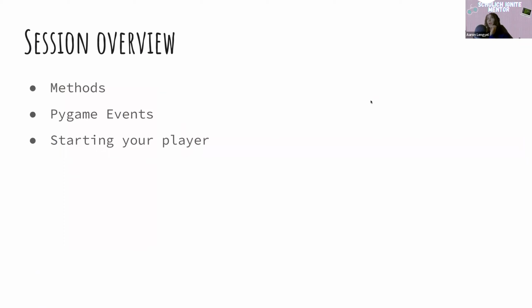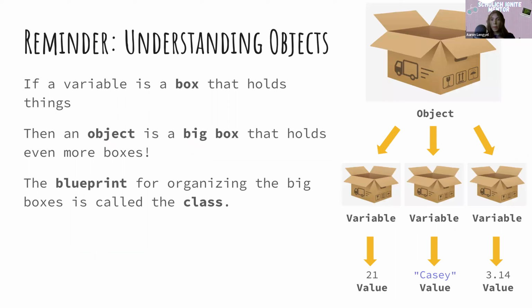So session overview, as I said: methods, Pygame events, and we're also going to start into making a little player character that we can move around. This is going to require us to review a little bit about objects, which is what we did last session, if you don't remember. We had this analogy where a variable is like a box that has things inside it. And an object is just like a variable, but it has other variables that we can access inside of it, right?